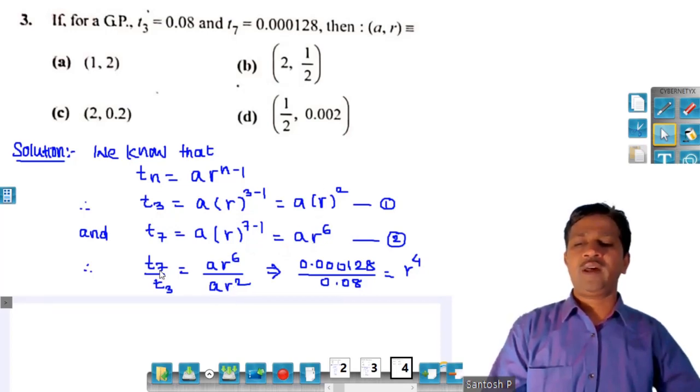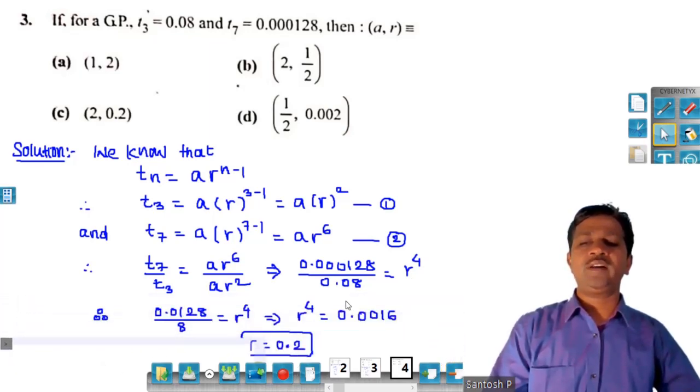Okay. Now put the value of T7, which is 0.00128, divided by T3, which is also given as 0.08, and R raised to 6 upon R square will give me R raised to 4. So I just multiplied the numerator and denominator by 100. So I got here 0.0128, and here 8, and the right side is R raised to 4 as it is. Again divide this numerator by 8. You will get 0.0016, and the fourth root of which is nothing but 0.2.